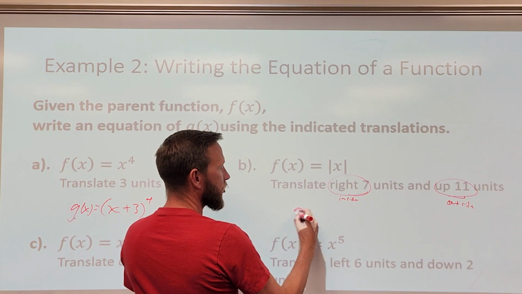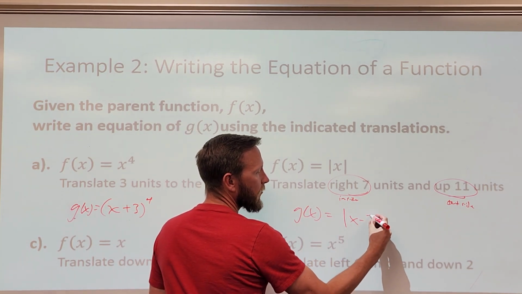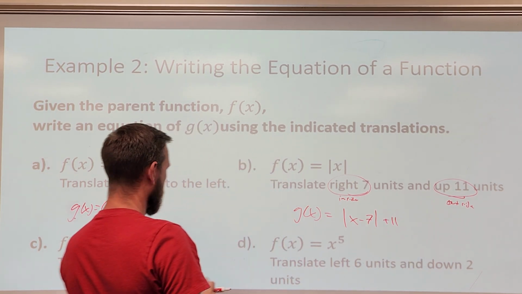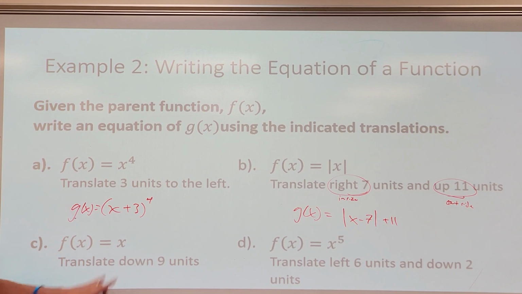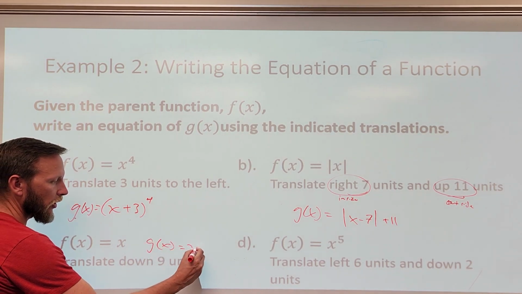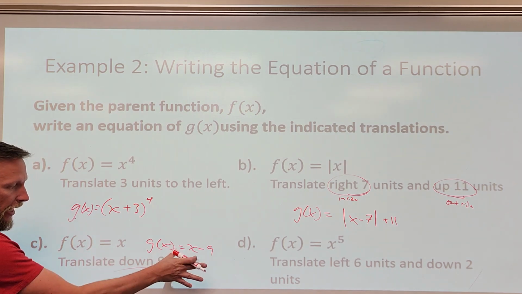The way we're going to write that is g of x is equal to the absolute value of x minus 7 and then plus 11. Take this and move it down 9. So g of x is going to equal absolute value of x minus 9, because we're moving down 9, it's on the outside.